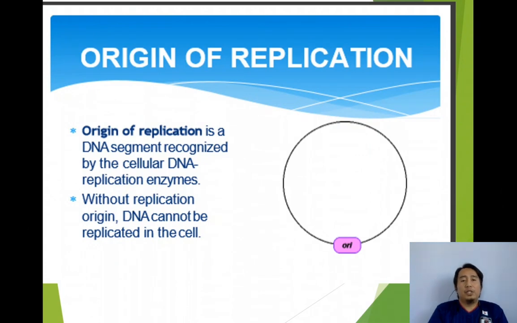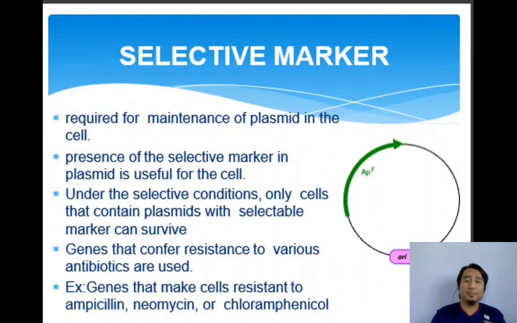And origin of replication is a DNA segment recognized by the cellular DNA replication enzymes. Without a replication origin, DNA cannot be replicated in the cell. So origin ni kena ada lah kat dalam vector. Kalau tak ada origin kat dalam vector, means that vector ni takkan di amplified. So takkan di replicate. Enzyme or DNA polymerase or whatsoever takkan recognize the vector without any origin region. And this is the selective marker.